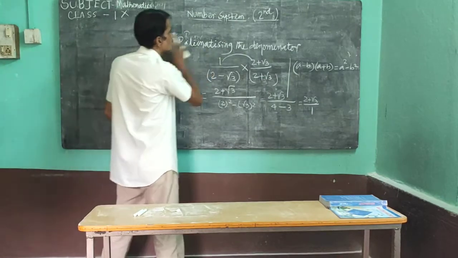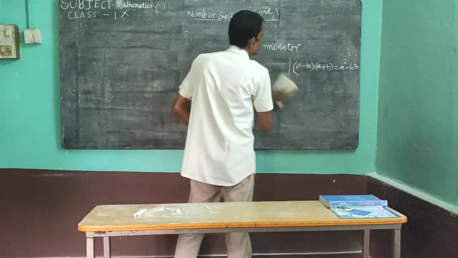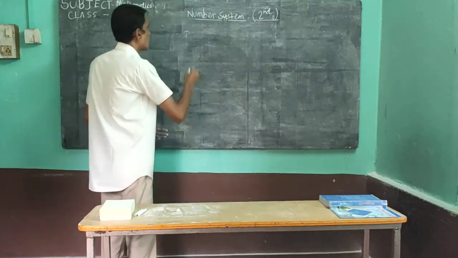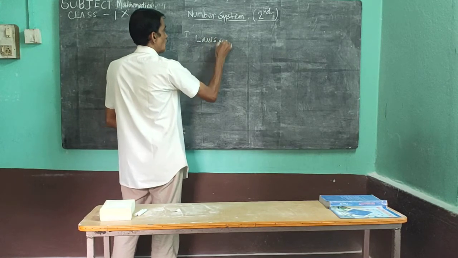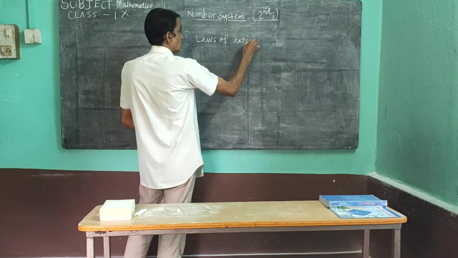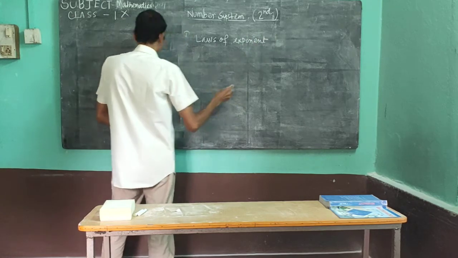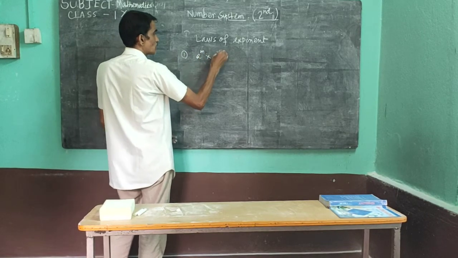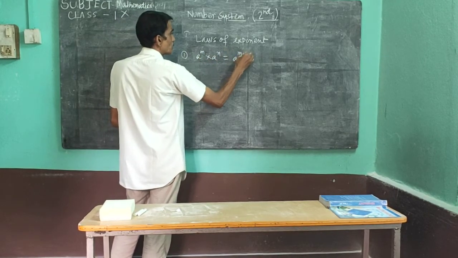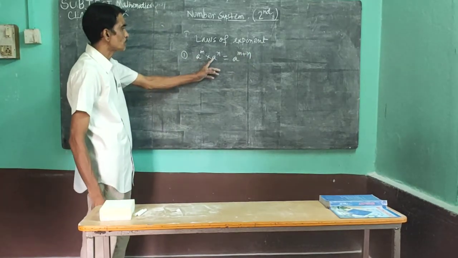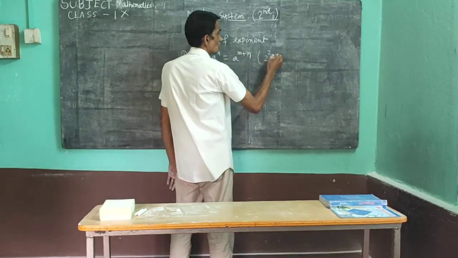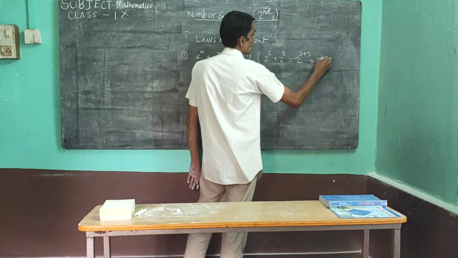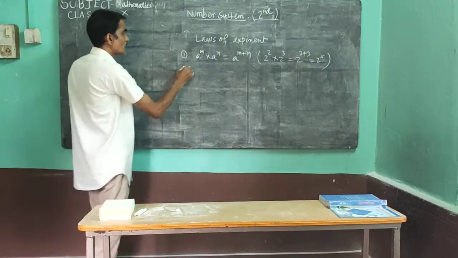And the last concept of this chapter is the laws of exponent, which we also read in class, just revisiting them. I will give some laws. First law: a to the power m into a to the power n is equal to a to the power m plus n. That means same base multiply. For example, 2 square into 2 to the power 3, 2 to the power 2 plus 3 is equal to 2 to the power 5.